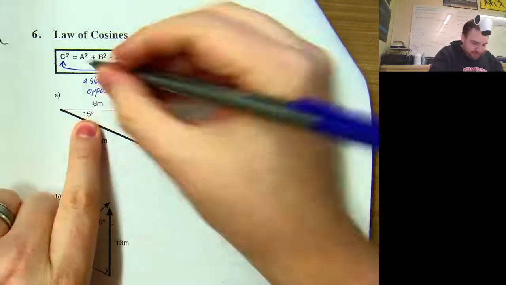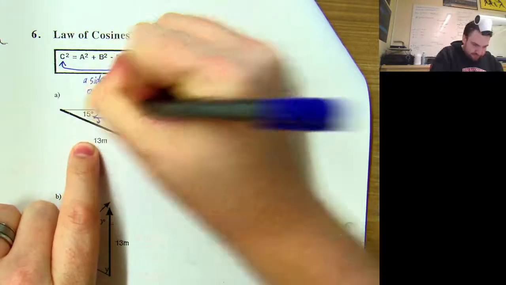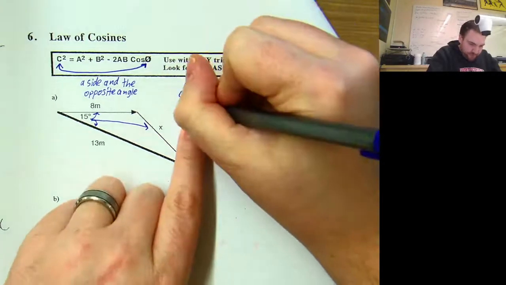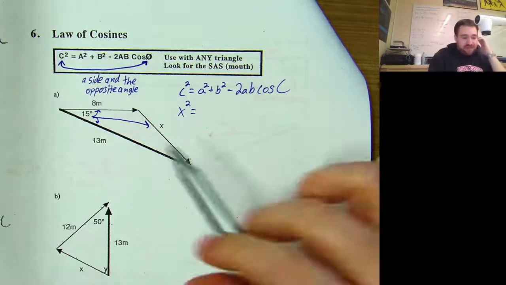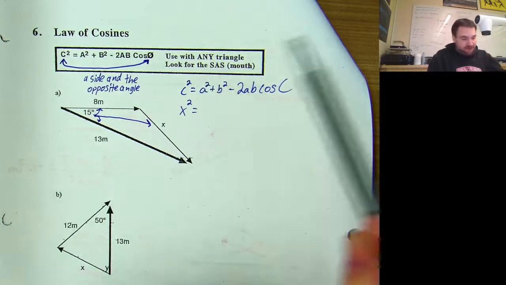We've got an angle and then opposite side, and I've got two adjacent sides. So we're going to have x squared equals, and it doesn't matter which of these is a and which of these is b. It looks a lot like Pythagoras, but this is useful for any triangle. It does not have to be a right angle triangle.